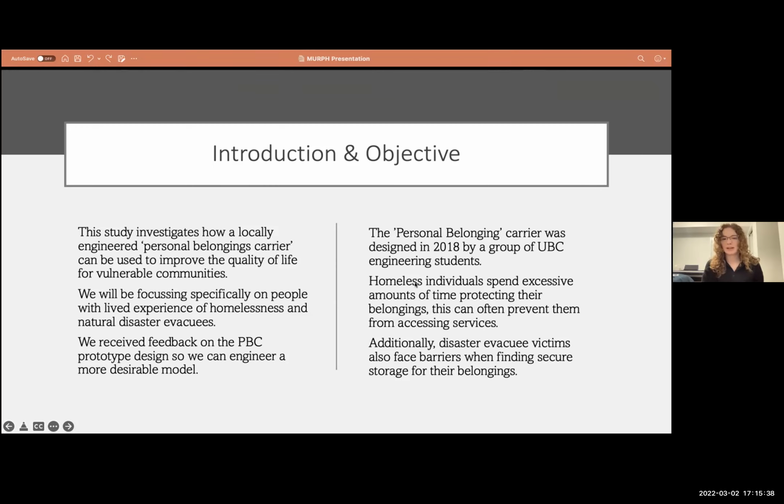Okay, would it be possible that I can move this statement about the issues that the homeless individuals face and the time protecting their belongings to the beginning?